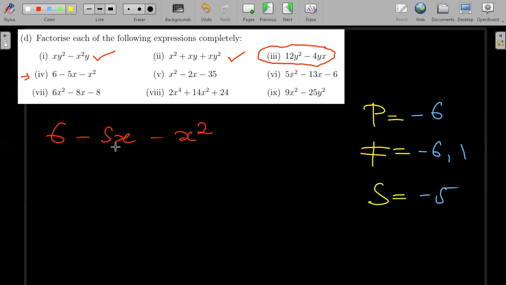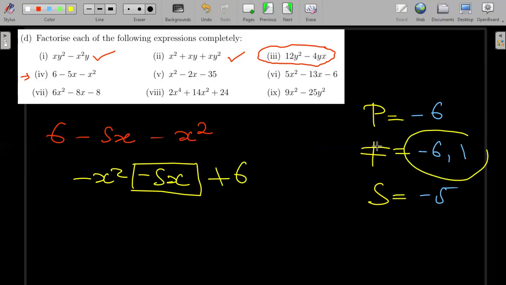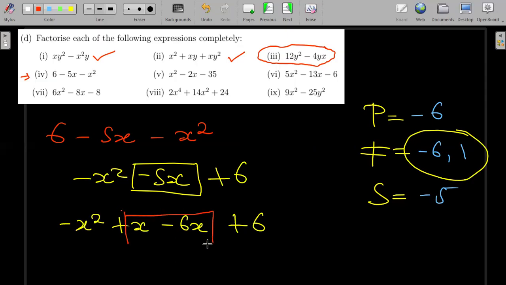So let's do that now. What we're going to do now is minus x squared minus 5x plus 6. We're going to replace this minus 5 with the factors. So it will be minus x squared, and then this minus 5x, we write it in this form. So I'll write plus x, and then minus 6x, and then plus 6. So you see what I've done here? I've written the minus 5x in terms of x minus 6x. And then from there, you just have to group. So I'll group this one with that one, and then that one with this one.